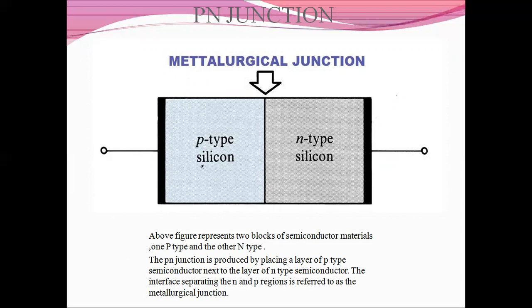The above figure represents two blocks of semiconductor material, one P-type and the other N-type. The PN junction is produced by placing a layer of P-type semiconductor next to a layer of N-type semiconductor. The interface separating the N and P type material is referred to as the metallurgical junction or PN junction.